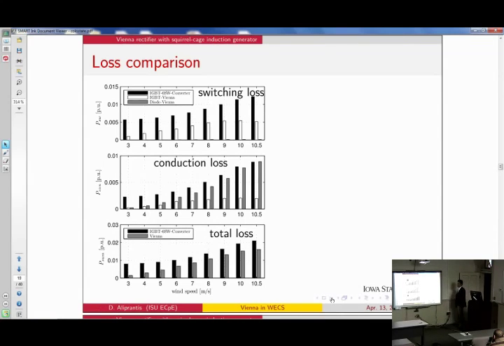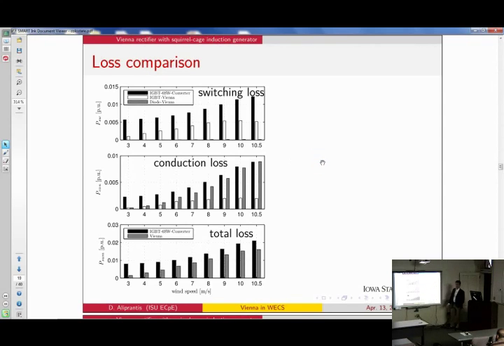Here's some loss comparison that we ran. This was done by comparing the proposed Vienna rectifier topology with a traditional, let's say, 6-switch IGBT-based inverter, which is what is most often used in these types of applications. Here I'm showing the switching loss. Semiconductors basically have two types of loss: the switching loss, which occurs whenever you turn them on and off, and the conduction loss, which happens when current flows through them. Looking at the switching loss, the dark black bars here are for the 6-switch IGBT-based inverter, and the other ones are for the Vienna.